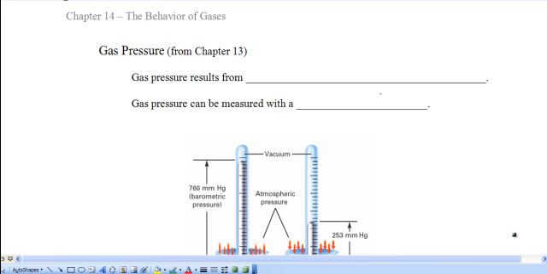In this podcast, we're going to explore pressure, what pressure is, how we measure pressure, and some of the different factors that would affect pressure. All right. The first thing that we need to understand is that gas pressure results from the collision of particles on the container wall.